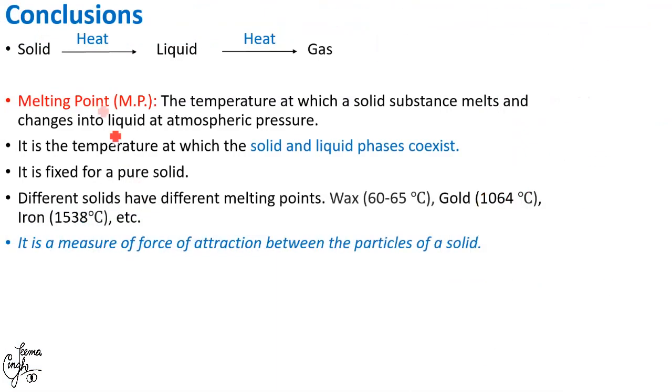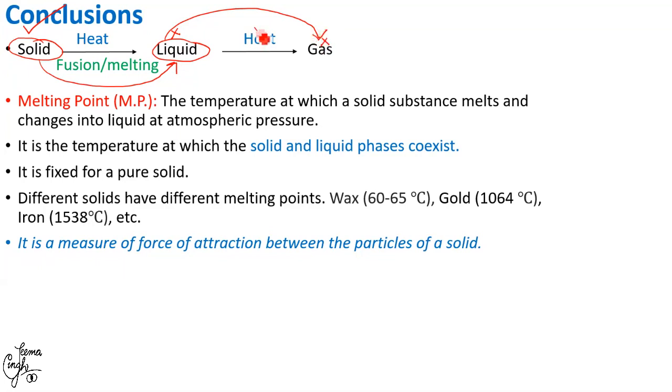Now let us look at the various conclusions that we arrive at from this activity. The first being, by increasing the temperature, that is by providing heat, a solid can be converted into a liquid and a liquid can be converted into a gas. The process in which a solid converts into a liquid on heating is known as fusion or melting, and the process in which a liquid converts into a gas on heating is known as boiling. So you have learned two terms, melting, also known as fusion, and the other is boiling.